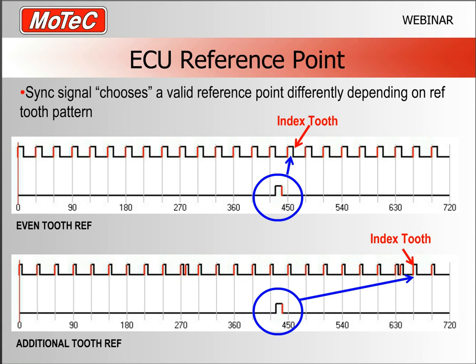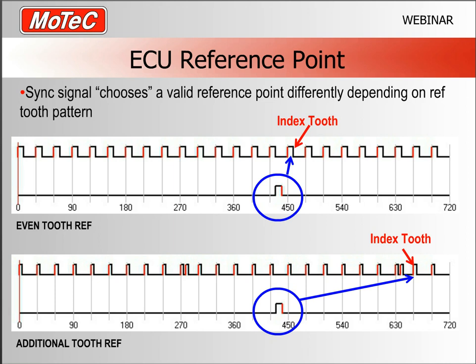Now this does actually depend on what type of mode we're using. So I've just given you a couple of other examples there. With our even tooth mode up the top there, we can see that the index tooth is the ref tooth that happens directly after the sync tooth. And on our additional tooth mode down the bottom, that was our 12+1, we actually use not so much the additional tooth, but the very next one after that.